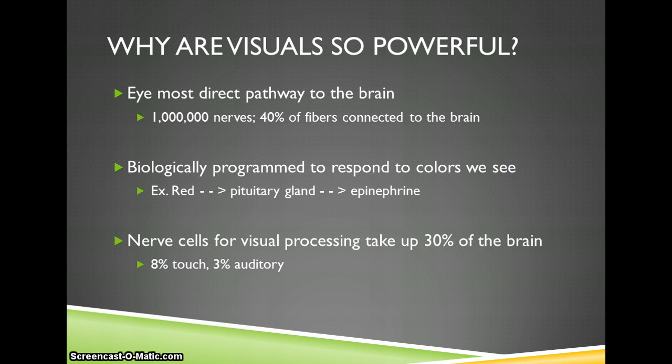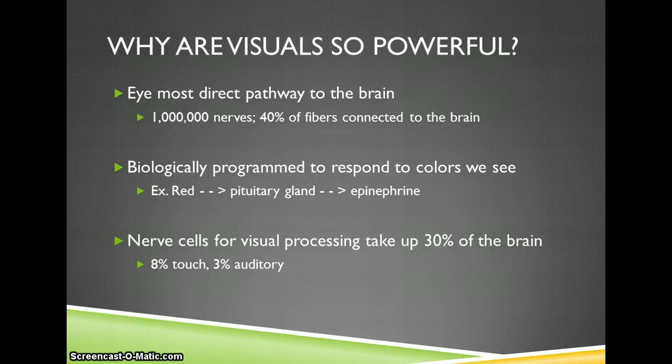So, why are visuals so powerful? And as you can see, this is very biologically based. First off, the eye is the most direct pathway to the brain. 40% of the fibers from our eyes are connected to the brain, which is a very large number going towards visual processing. Also, we're biologically programmed to respond to the colors that we see.